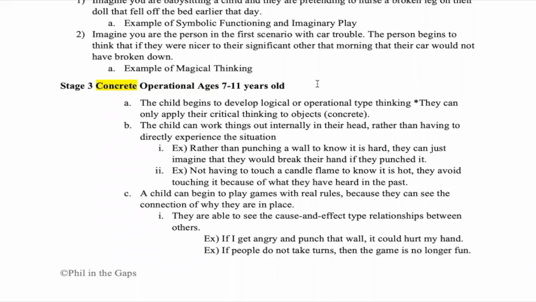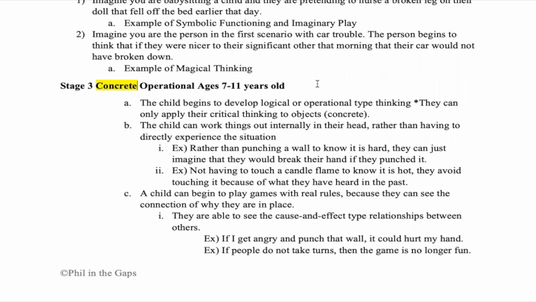The age range here is from 7 to 11 years old. So this is where the child begins to develop logical or operational type thinking, so they can only apply their critical thinking to objects or concrete things. Again, they don't have to jump from the top of the dresser and hit the ground to know that's probably not going to be a good thing. But this is where they're like, you know what, I can get on top of the dresser, have a mattress underneath of it, and the mattress will break my fall. So therefore, jumping off the dresser is not as dangerous as it once was.